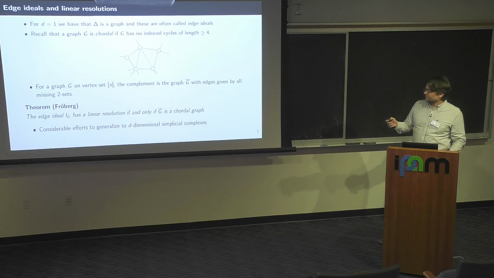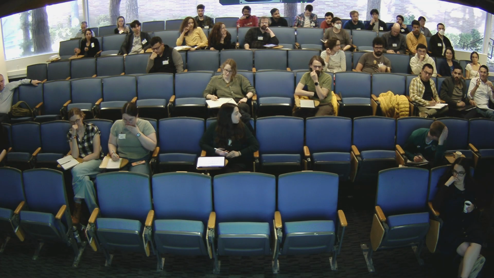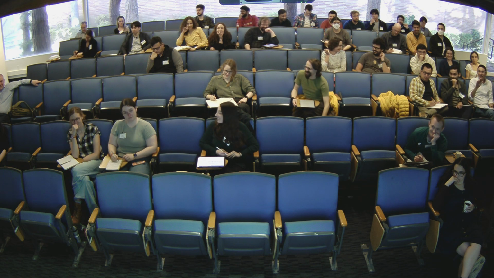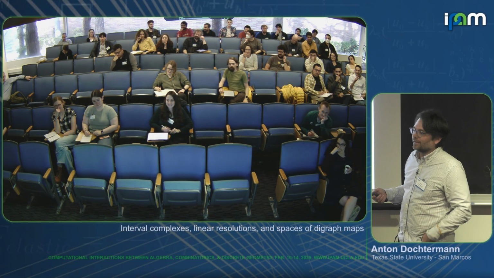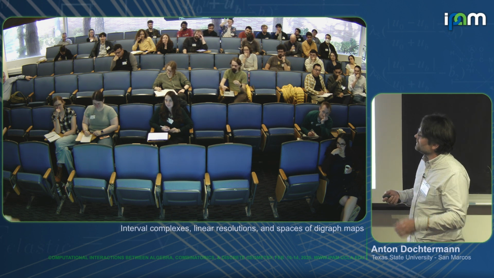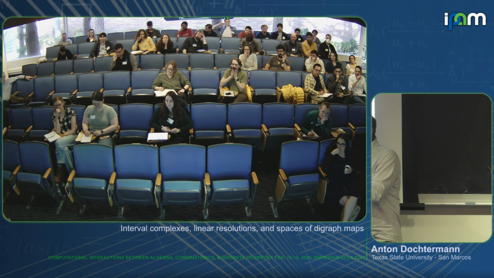Can I ask you a question? Yeah. So this is not the Stanley-Reisner? Okay, good. Yeah, it's not Stanley-Reisner. So that's why it's sort of confusing. Because usually the better way to get a monomial ideal out of a simplicial complex is to take the minimal non-faces. I'm just taking the facets.